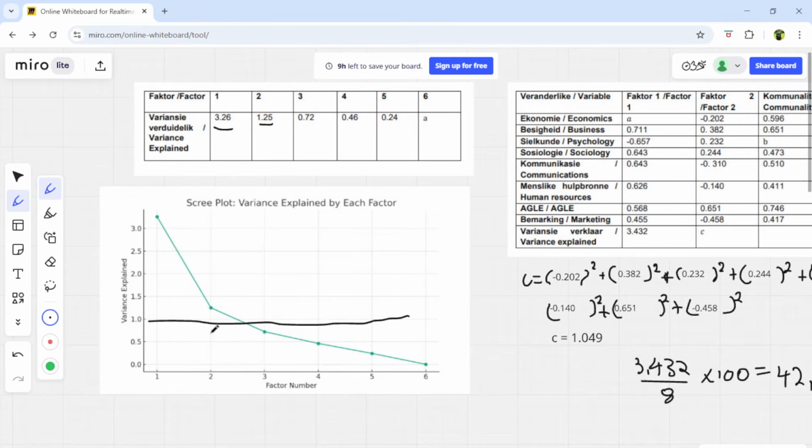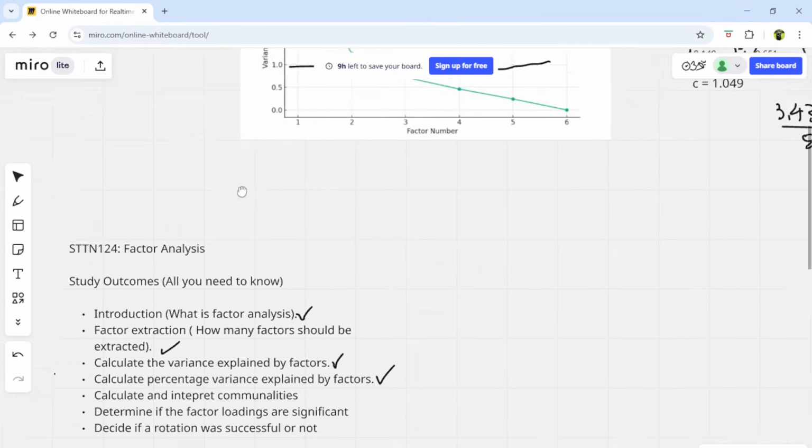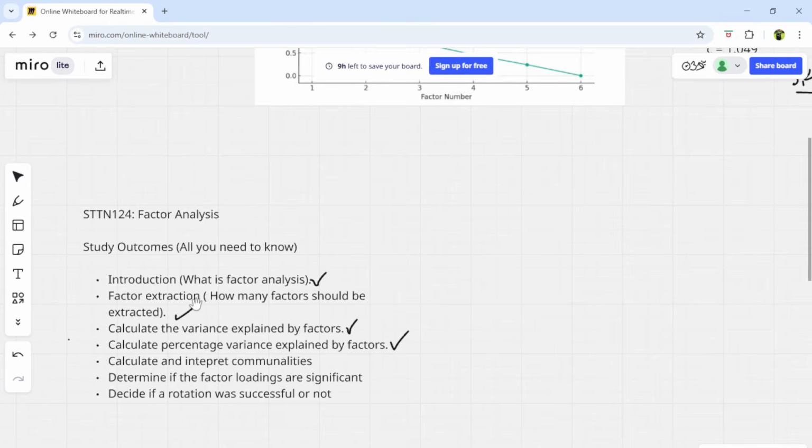So that is how we extract factors. According to Kaiser's criterion, you look at factors that are above 1, and according to the Scree plot, you look at where the graph starts to flatten. That is how you answer the question of factor extraction. So that is as easy as I just explained. Right, that is how you extract the factors.